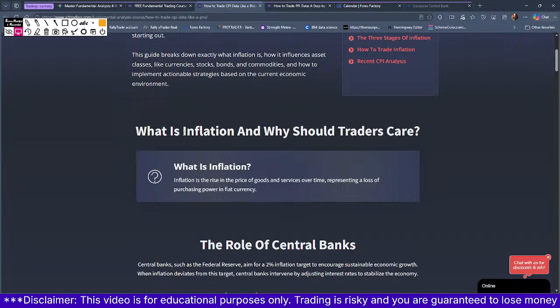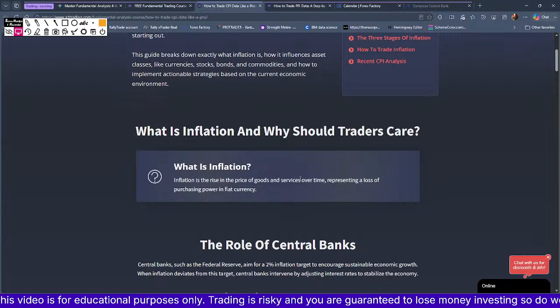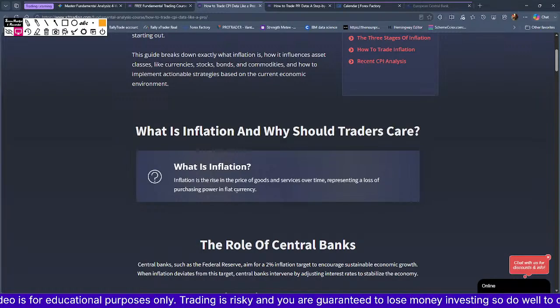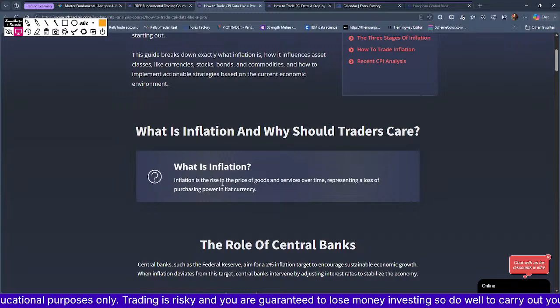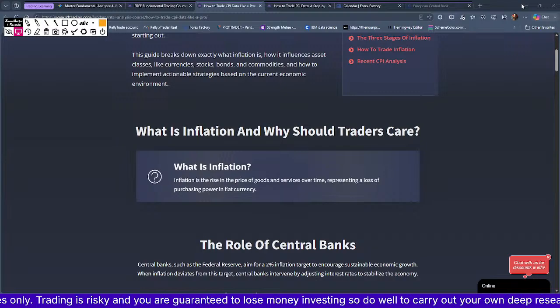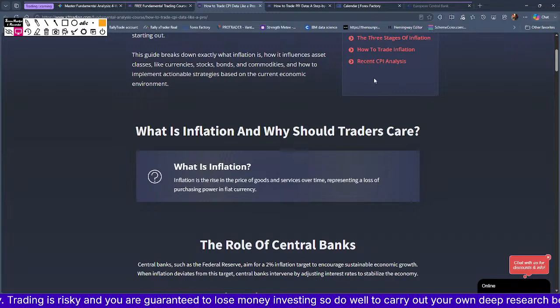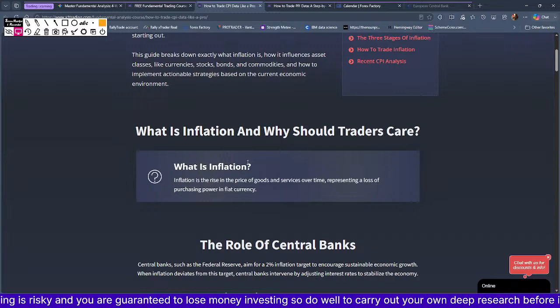Let's start with the word inflation itself. Inflation is the rise in the price of goods and services over time, representing a loss of purchasing power in fiat currency. So the currencies you use, dollar, pound, euro, naira, kobo, coins, whatever currency it is you use, apart from Bitcoin or crypto, those are fiat currencies.